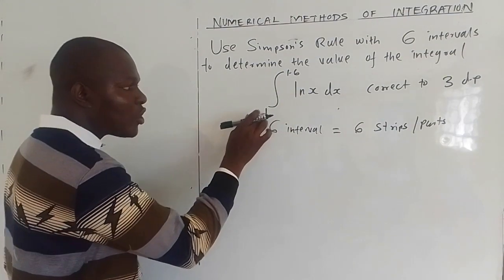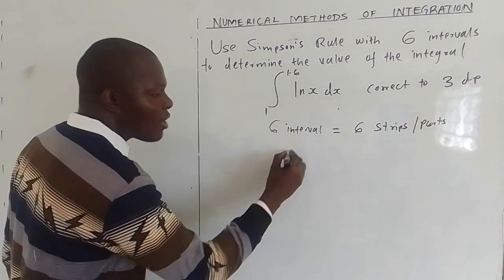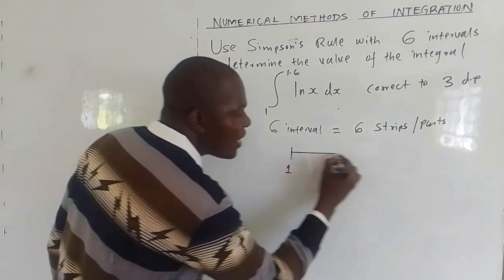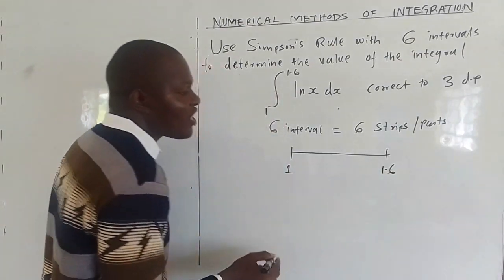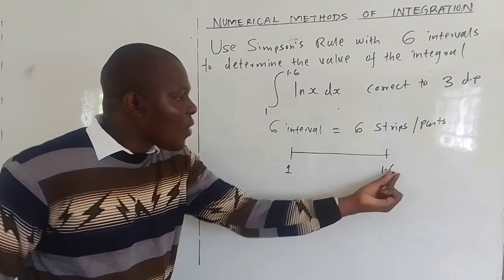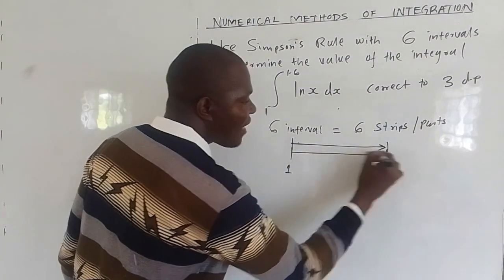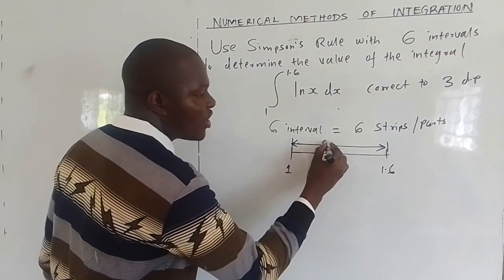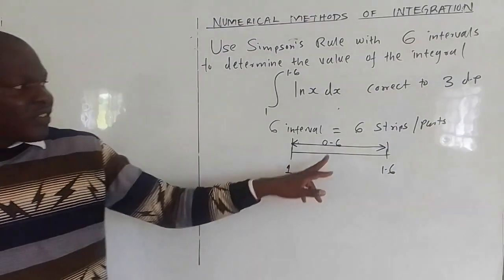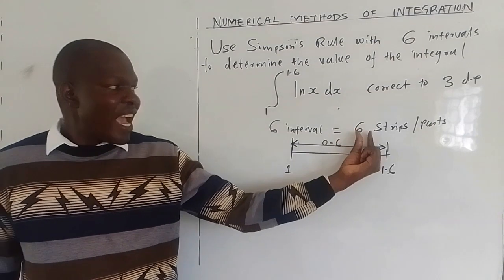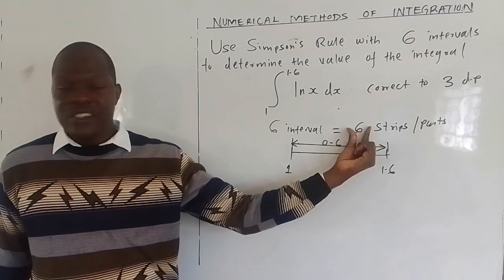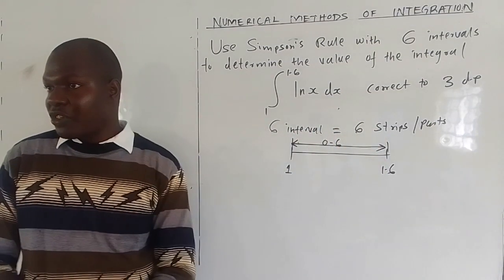So if the interval is starting from 1 and moving up to 1.6, what is the whole of this interval? It is 1.6 minus 1, so you get the whole length here, which is 0.6. And this 0.6, we've been told to divide it into how many equal parts? 6 equal intervals, or 6 strips, isn't it?